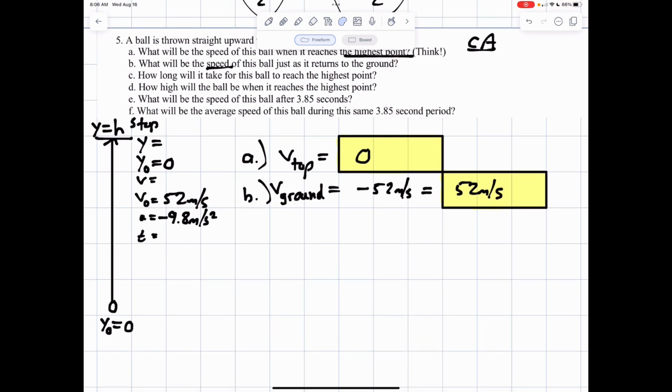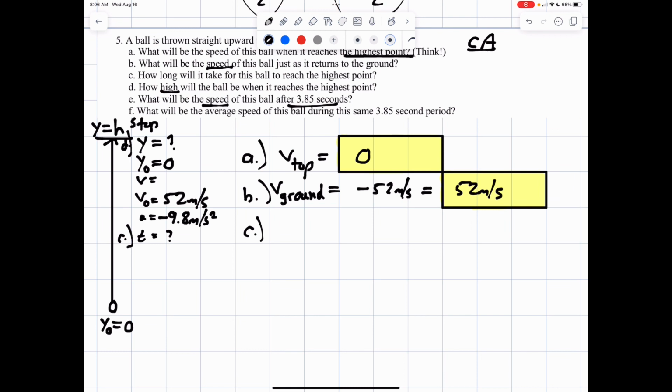Part C, well, we're looking for how long. How long does it take to get to the top? That's the first question mark. Okay, part D, how high? Well, that's y, right? That's the height. Then we can start focusing on speed as a function of very specific times. We can get into that later, but let's find how long it takes to get to that highest point and how high that highest point actually is.